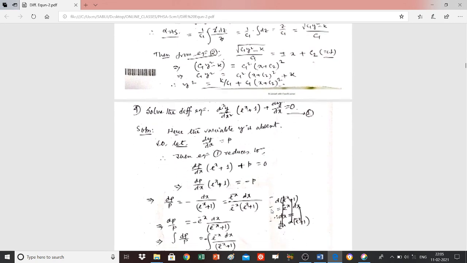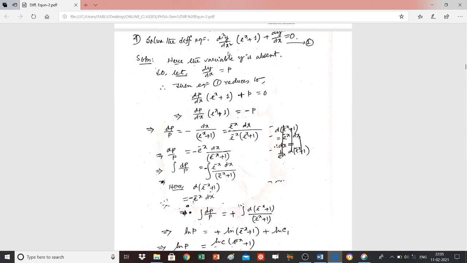And number four, another problem is here. The problem is d2y by dx square into e to the power x plus 1 plus dy by dx is equal to 0. So in this case, see here, the equation is free from the term including the variable y. So in this case, write dy by dx is equal to p, and then this equation reduces. You know, dy by dx is equal to p, so d2y by dx square is equal to dp by dx. You can easily write this.